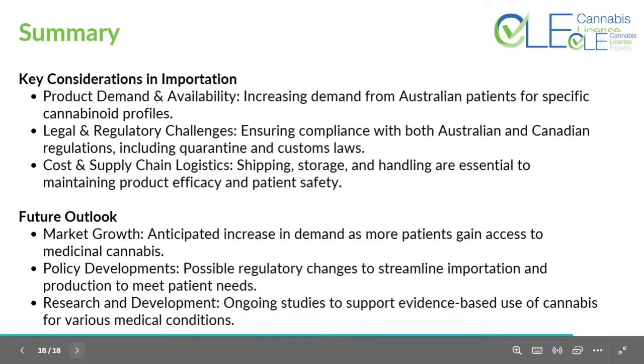But okay, let's go back to the legal and regulatory challenges that are faced, because that kind of talks about this. Ensuring compliance with both Australian and Canadian regulations, including quarantine, custom laws, your import and export permits, and the proper licensing across the board. And then cost and supply chain logistics. There are considerations in here. So your cost for shipping, storage, handling, those are essential.